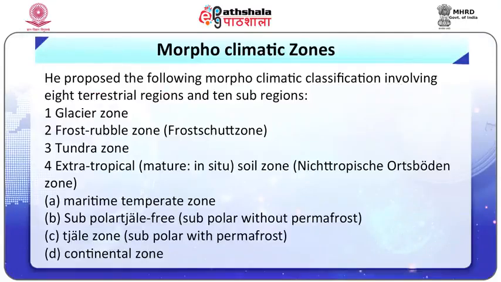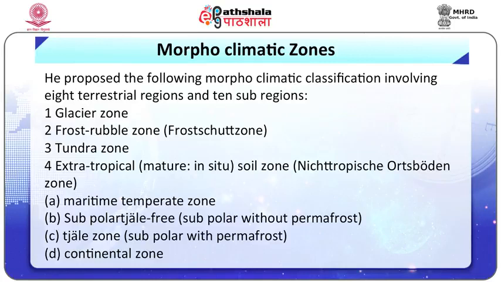Underlining the intricacy of the climatic processes controlling the landforms, for example the number of frost-thaw cycles, Büdel argues that major landform changes more slowly than climate and is thus a relic of numerous past climates, and that any attempt to link present day climate and landforms must concentrate on those forms which are small scale and rapidly evolving. He proposed the following morphoclimatic classification involving 8 terrestrial regions and 10 subregions.